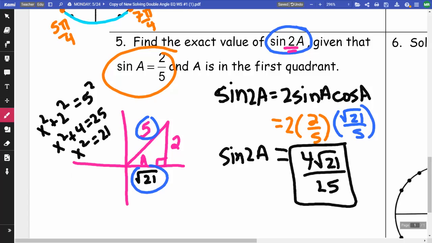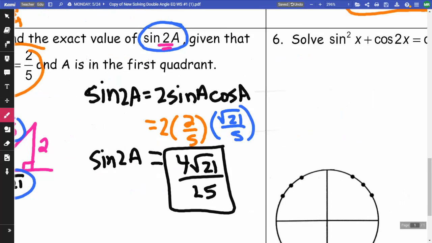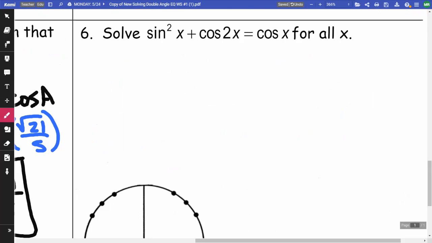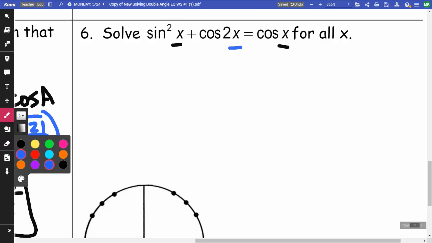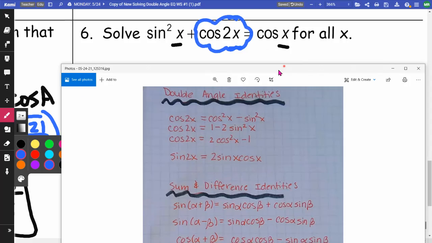And on number 6, so I'm looking at this, and what I notice is number 1, this is a sine, and this is a cosine, and this is a cosine. So chances are I probably want them to maybe be all cosines possibly. Also, something else to notice is that this is an x, this is an x, and then this is a 2x. That's not the same angle as them. So I'm going to be looking at my 2 cosine 2x identities, and see which one will work.